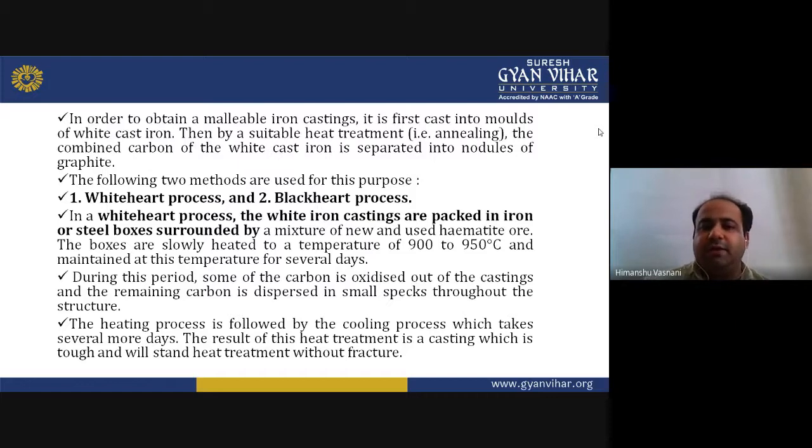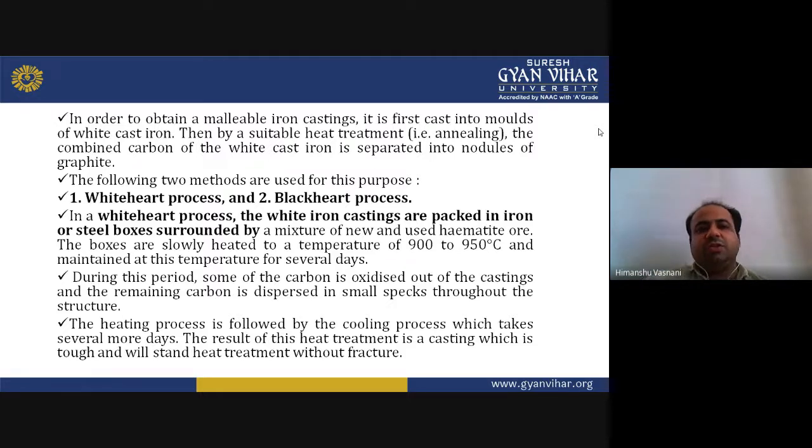During this period, some of the carbon is oxidized out of the castings, and the remaining carbon is dispersed in small specks throughout the structure. The heating process is then followed by the cooling process, which takes several more days. The result of this heat treatment is a casting which is tough and will stand heat treatment without fracture.